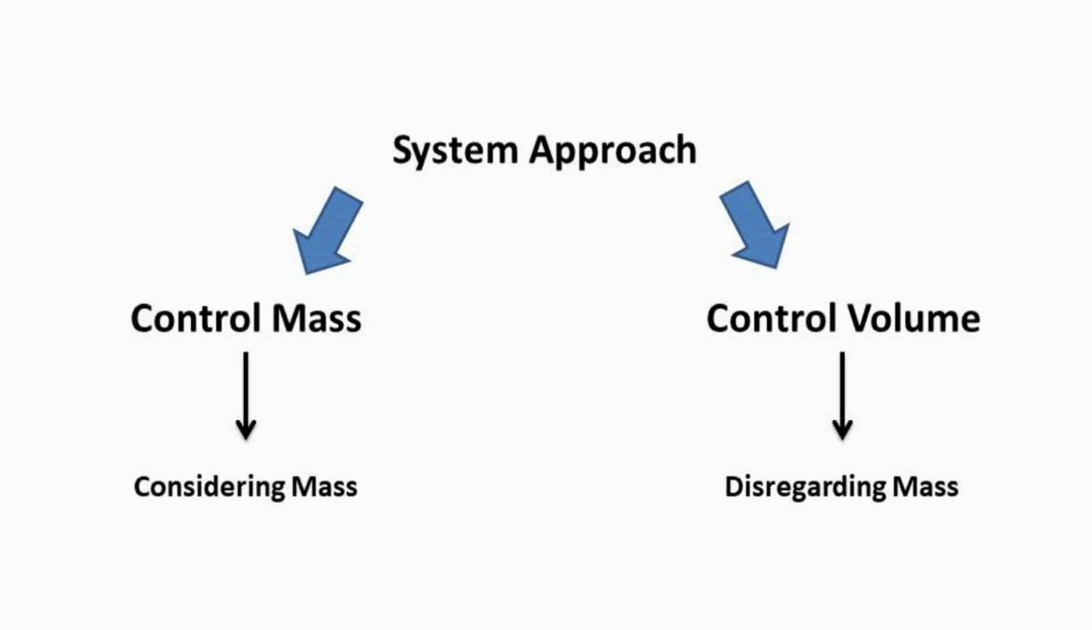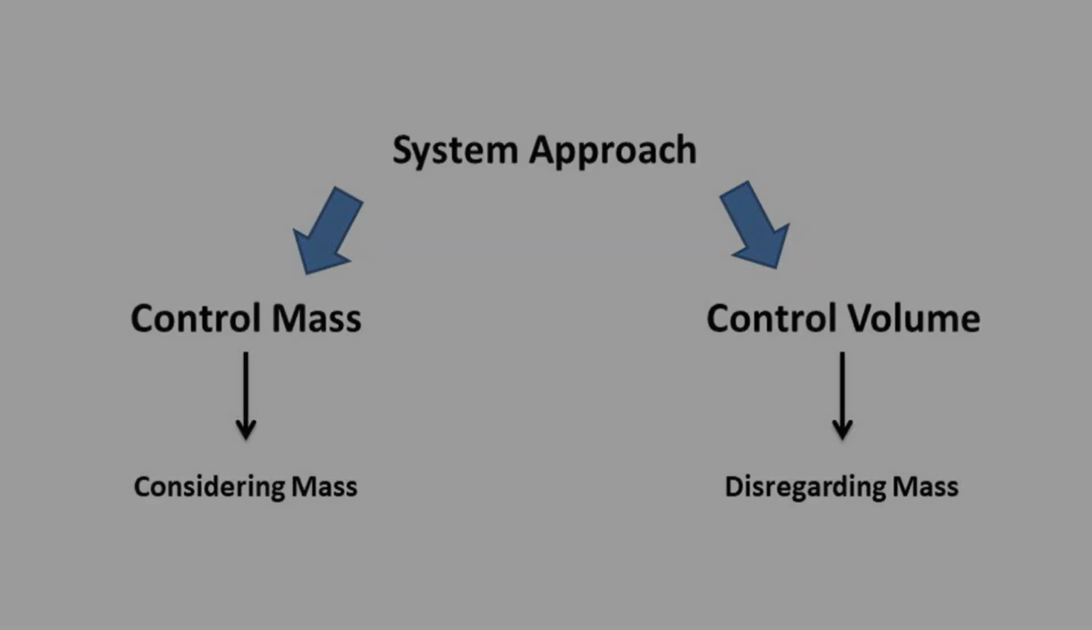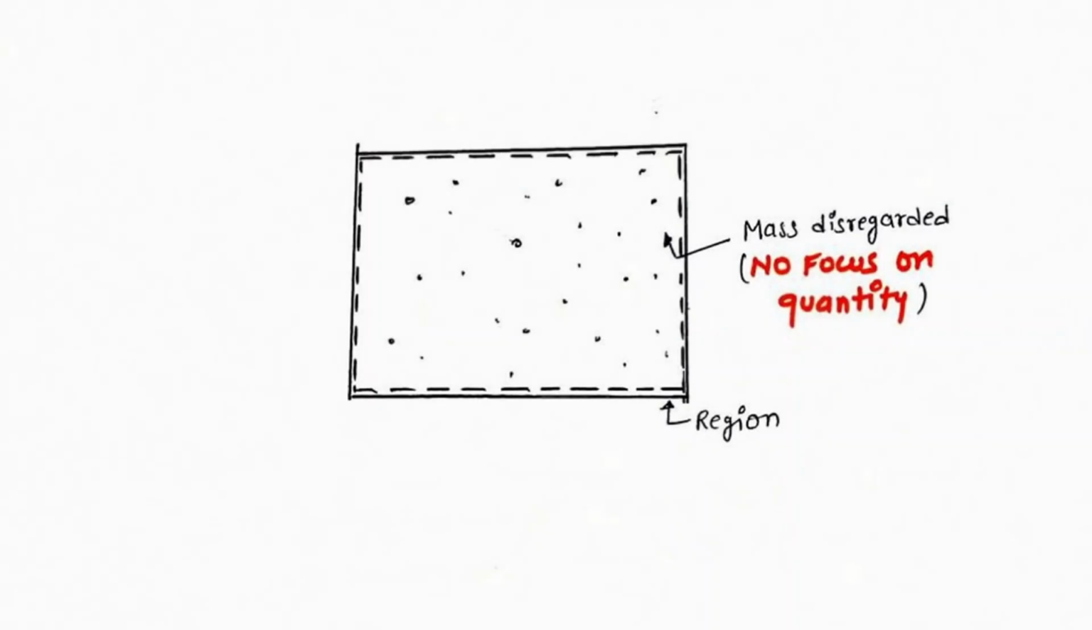When we are talking about a control mass system, we are taking into consideration a system which has a finite mass. But when we are talking about a control volume system, we are considering a control volume in which mass is disregarded. That means there is no focus on quantity, and a particular region is selected in which the study is going on, as you can see here. The dotted lines represent the control volume surface.